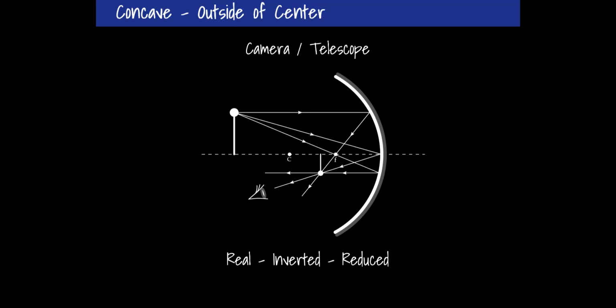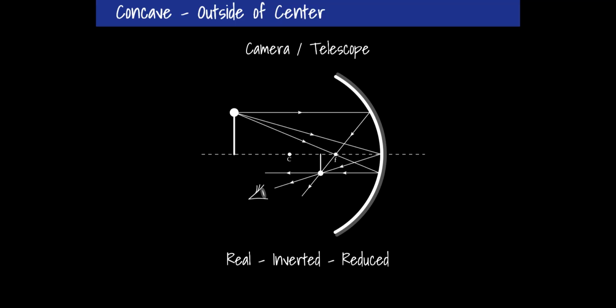For my next example, I'm going to draw rays again, but I'm going to move the object to the center of, oh, I forgot to mention, pardon me. Heaven forbid. Some context here. Why do I care about these rays bouncing off a curved mirror? Well, this type of mirror is inside of a camera or a telescope.